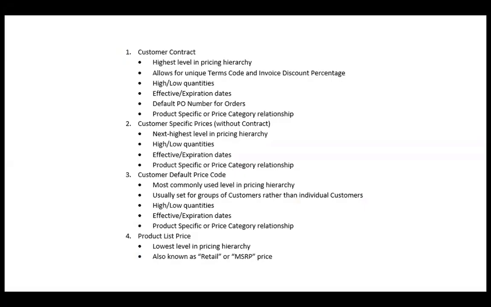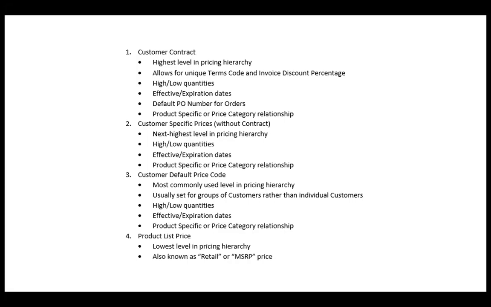Let's start with our pricing hierarchy. So, an individual product may have multiple different prices related to it. Which price gets selected when that product gets added to a sales order depends on this hierarchy of pricing. The highest level are customer contracts. Customer contracts are typically used for promotional pricing.